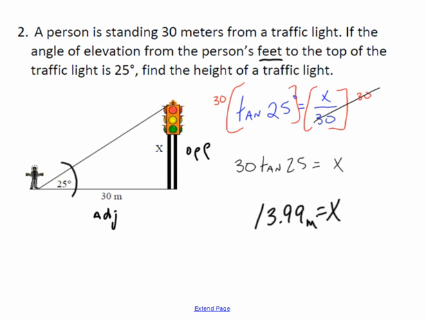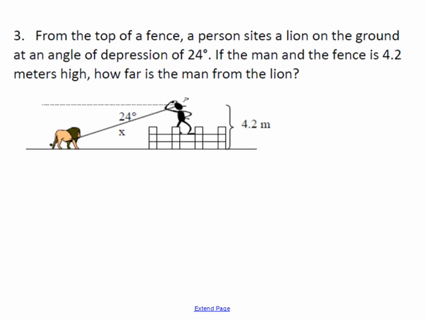And looking at another example we have here. In this example, it says, from the top of a fence, a person sights a lion on the ground at an angle of depression of 24 degrees. If the man on the fence is 4.2 meters high, how far is the man from the lion?